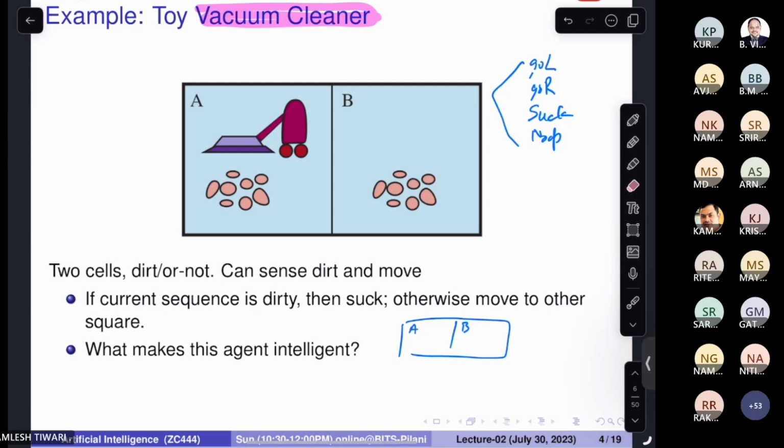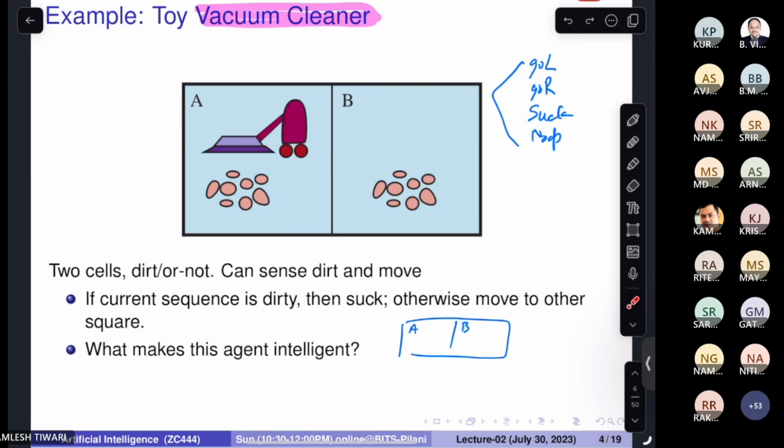If you take go left, there is nothing on the left, so it would be in the same room. But if you take go right, it would move into this other room. If it takes right again, it would be in the same room. So go left and go right work this way. By this, it can change rooms, and it can go and suck.